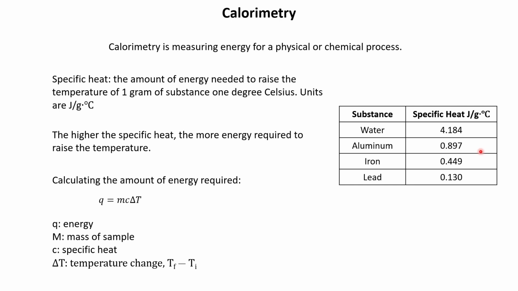Another type of calorimetry calculation is when you have two substances that are allowed to reach thermal equilibrium. Let me show you what those calculations look like.